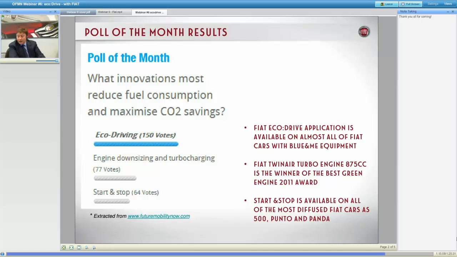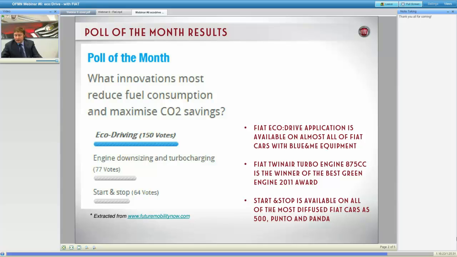We have also the Fiat TwinAir turbo engine 875 cc, the winner of the best green engine in 2011 award. And we have also start and stop available on all of the most diffused Fiat cars such as 500, Punto and Panda.